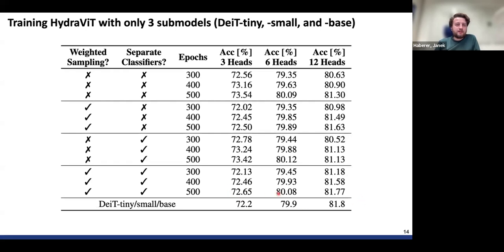Where we beat DeiT at tiny and small, the respective DeiT at tiny and small, but then at the base configuration, we are just very, very slightly off. So in a sense, with this, we can achieve one model, one set of weights that has these subsets in the weights that we can also run as DeiT small and tiny, and not have to have separate models for each of these configurations.